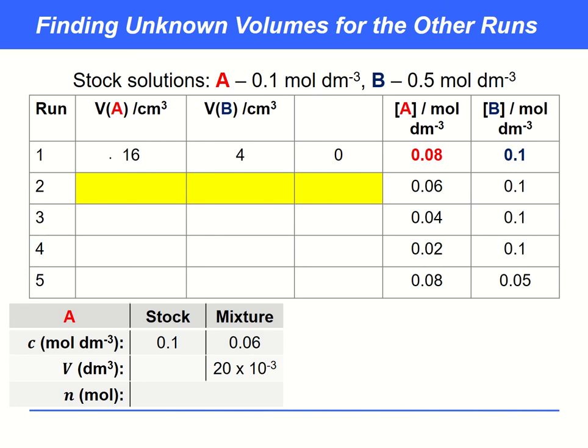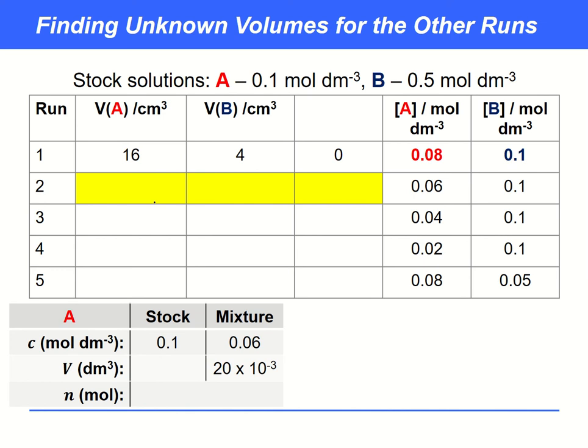So there we have it. That first run, 16 of A, 4 of B, those are the concentrations we've just worked out. Now what we need to try and do is to do the more common problem where we want a specific concentration and we need to work back to the volume that we need. So finding the unknown volumes.